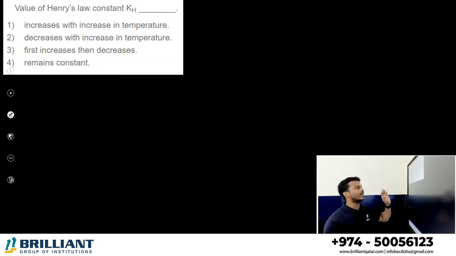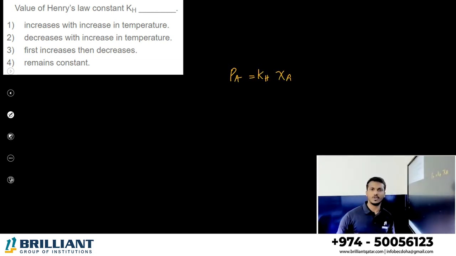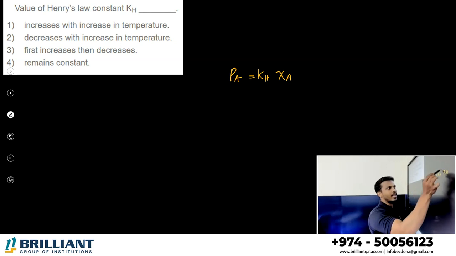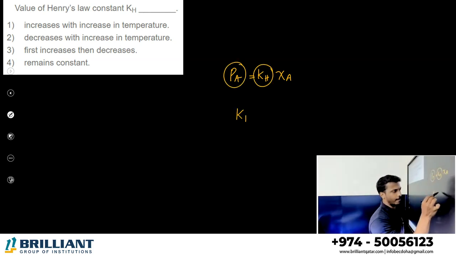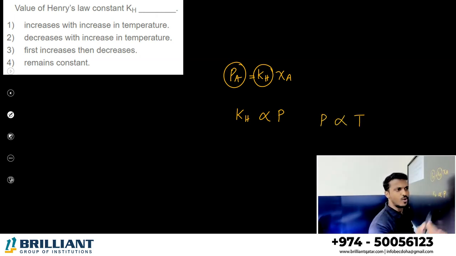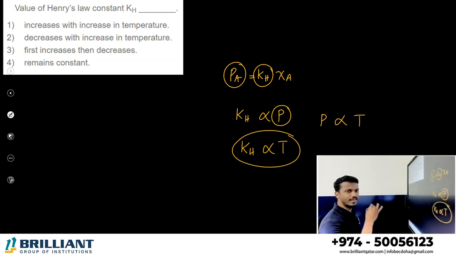Value of Henry's law constant KH. We studied PA is equal to KH into XA for a gas, according to Henry's law. How is the value of Henry's law constant related to temperature? Dear all, as per the equation, I can say Henry's constant is directly proportional to pressure. Correct. What is the relation between pressure and temperature? According to the states of matter chapter in 11th grade, you studied Boyle's law, Charles' law, Avogadro's law, etc. You studied pressure is directly proportional to temperature, so we can say KH is also directly proportional to temperature. So what is the answer? KH value increases with increase in temperature. Option A is the correct answer.